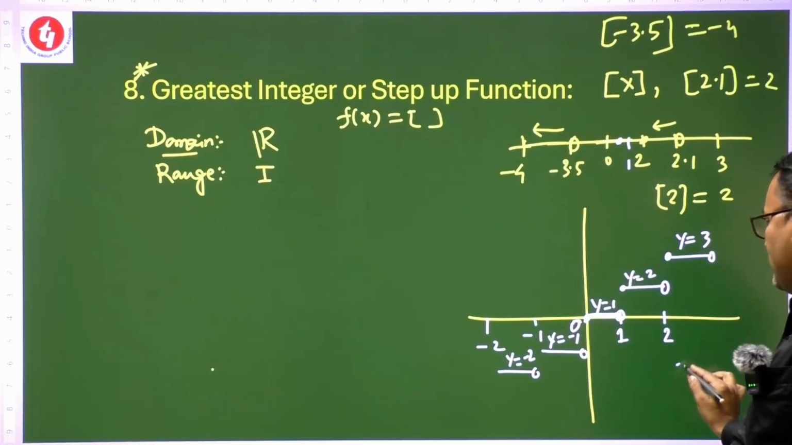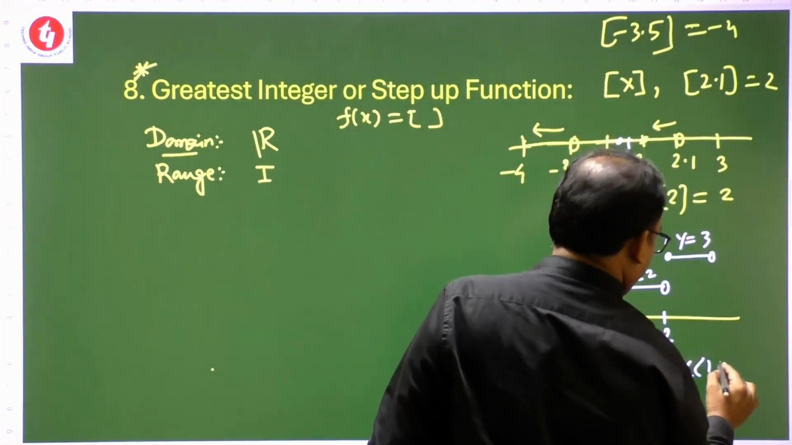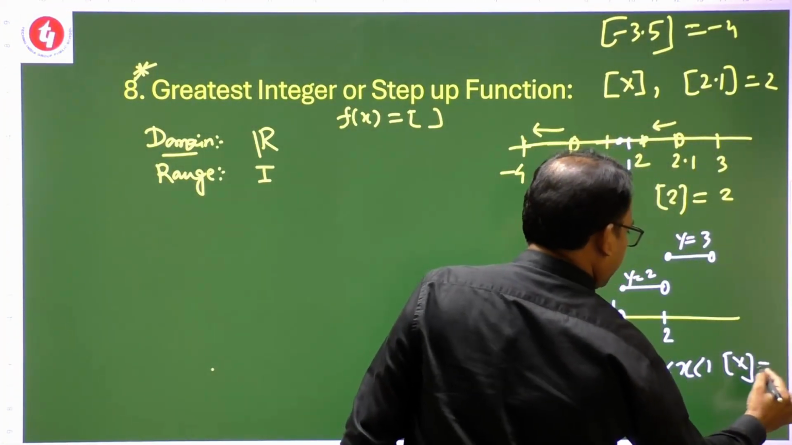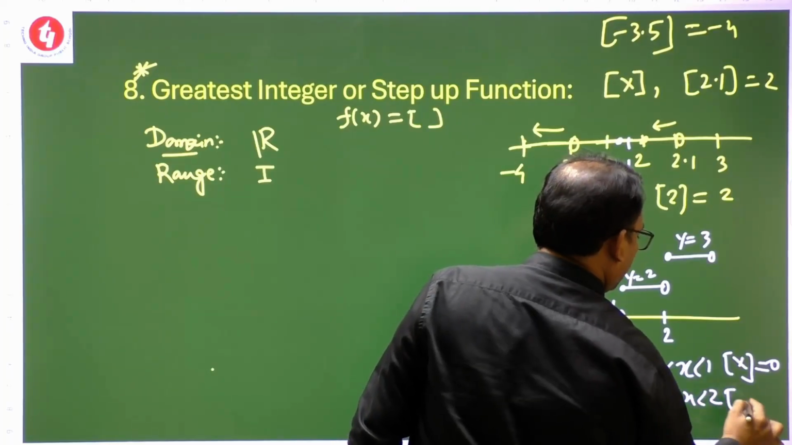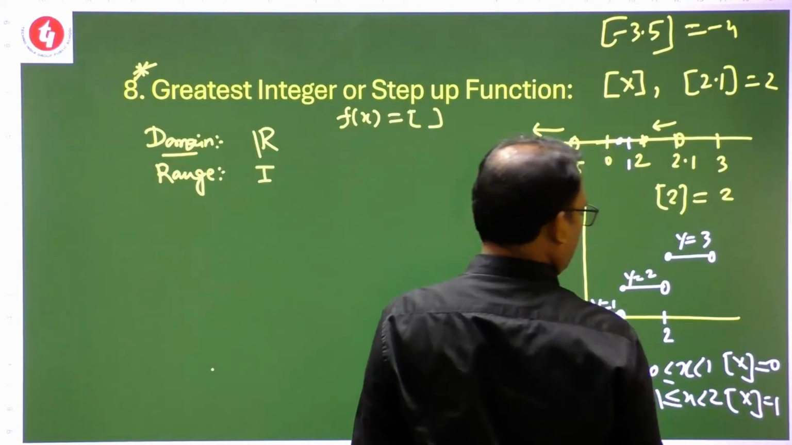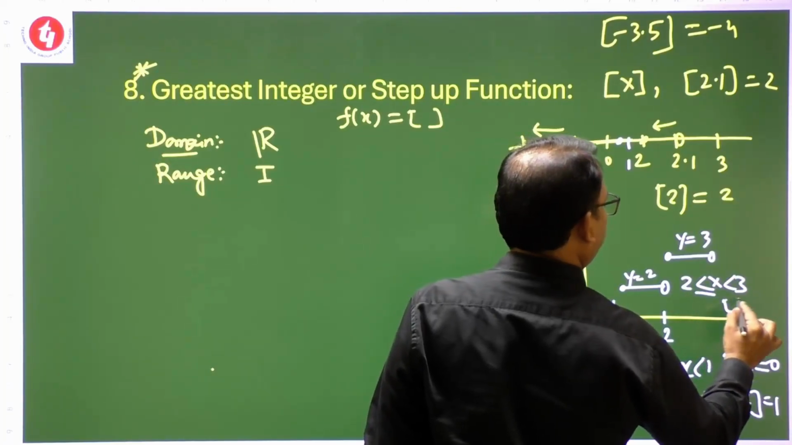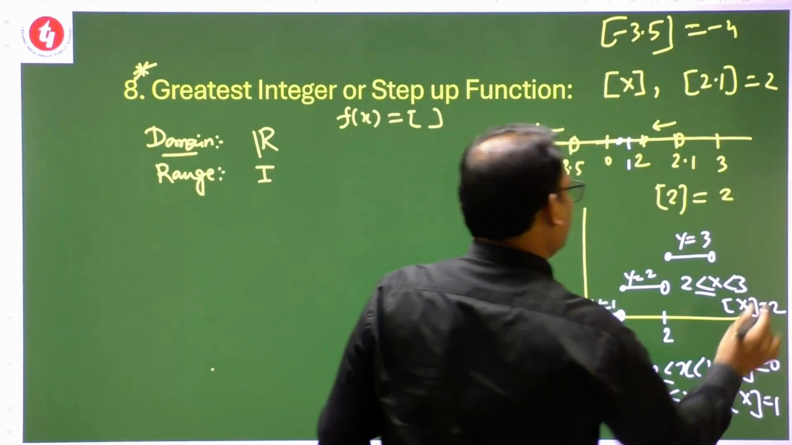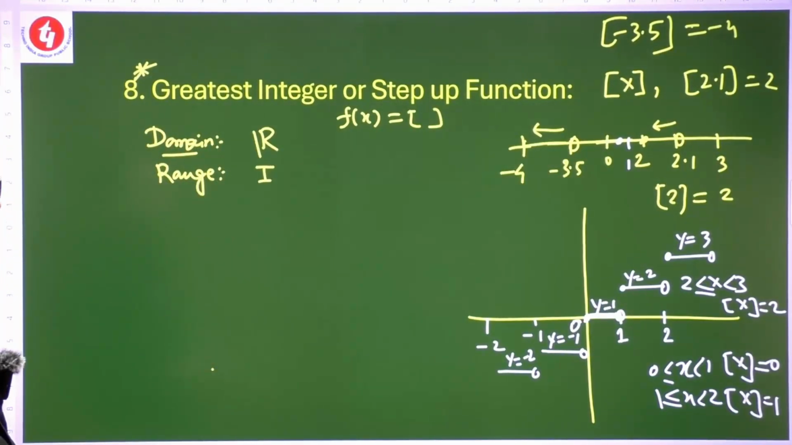So when x lies between 0 and 1, its corresponding box will be 0. If x is greater than or equal to 1 and less than 2, then the corresponding box is 1. If x is greater than or equal to 2 and less than 3, its corresponding box is 2. In this way we find the box function and its corresponding graph.